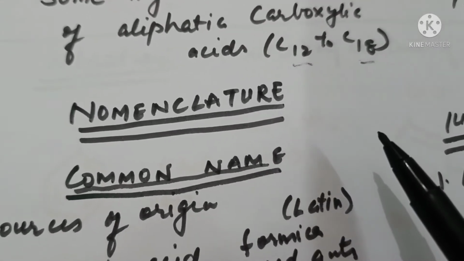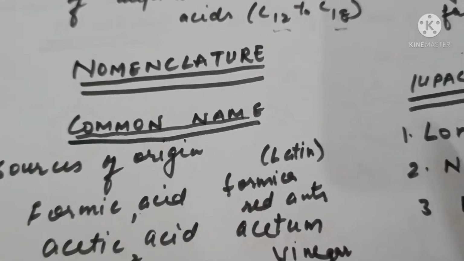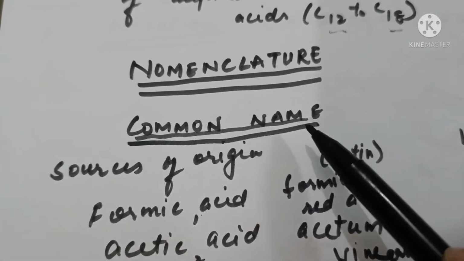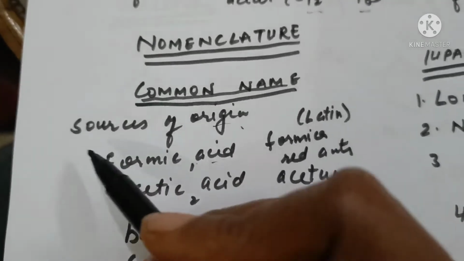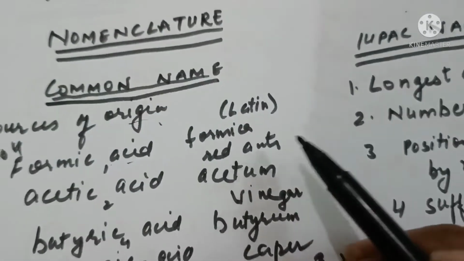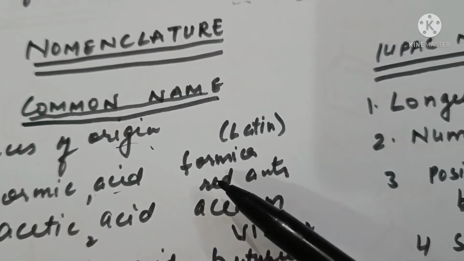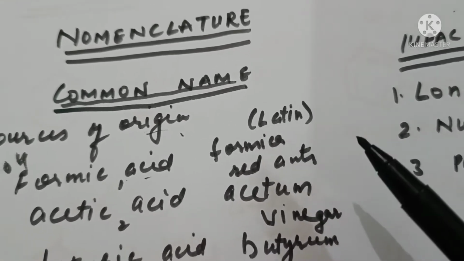Nomenclature of carboxylic acids, we can name them by common system as well as IUPAC system. In common system, the name is derived from the source of origin. For example, formic acid HCOOH was found in the red ants colony. So the name formic comes from formica, meaning red ants in Latin.